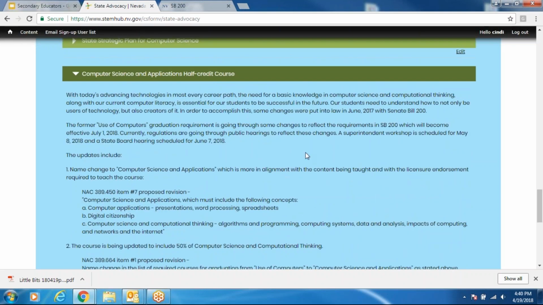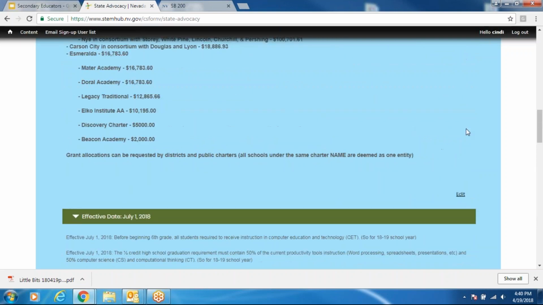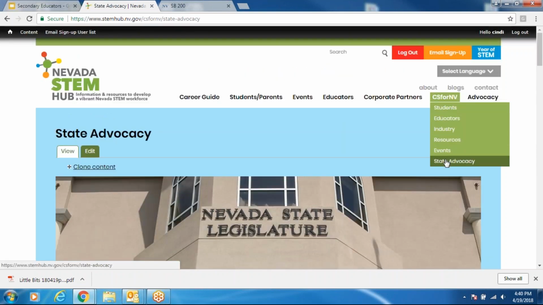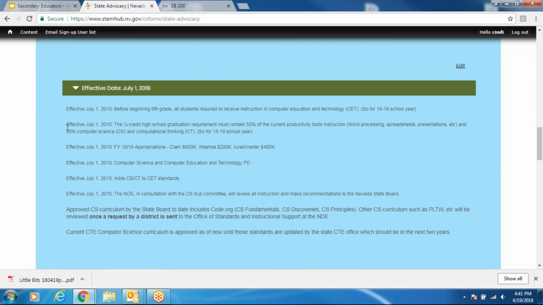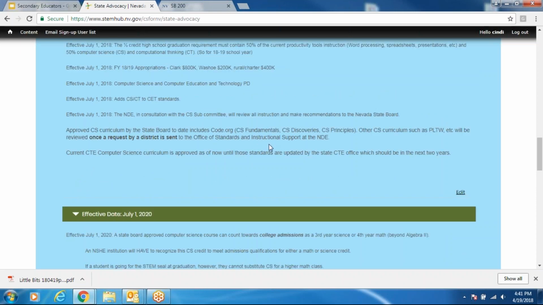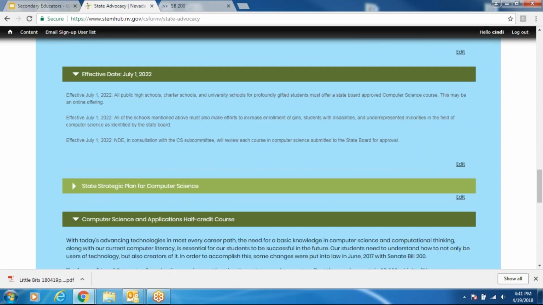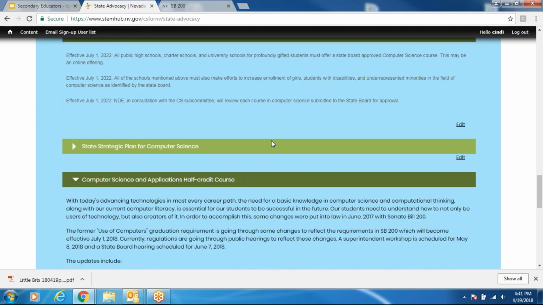Okay, and the question was, when is this effective that needs to start? Back when we were on the state advocacy page, under effective date, July 1st, 2018, the second one right here. So this July is when that becomes effective according to the law. I know that our district curriculum folks are aware of this, and I know at least in Clark and in Washoe, they're working on building that course out. So you should have that shortly. Please reach out to your district folks for that. Are there any other questions on this portion before I get into licensing?